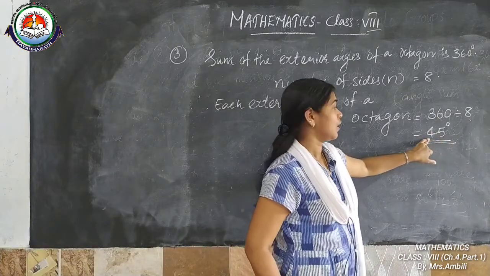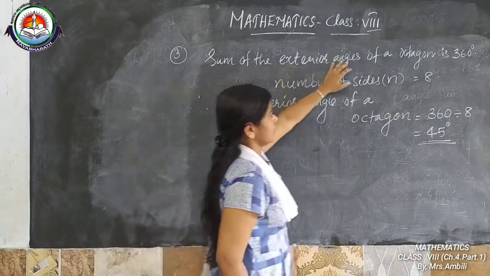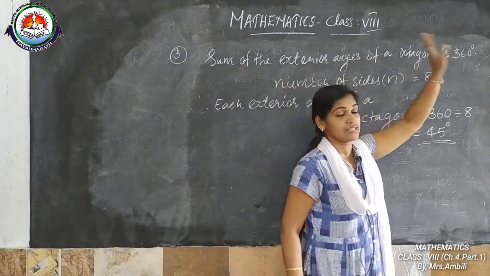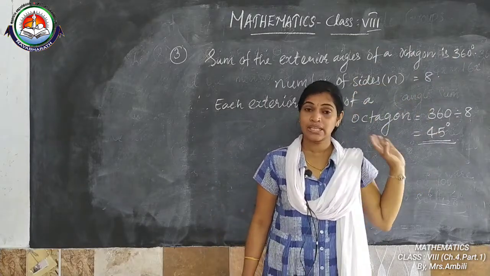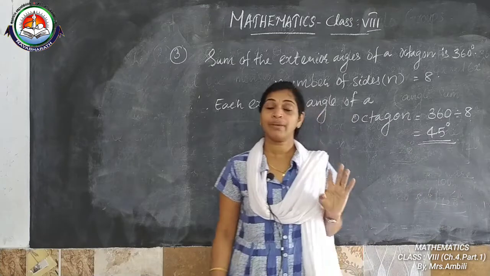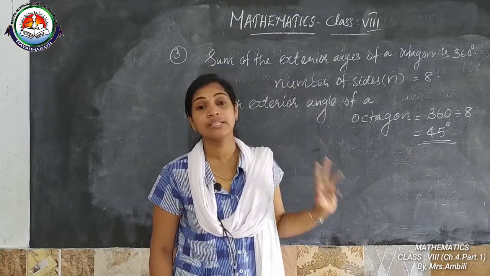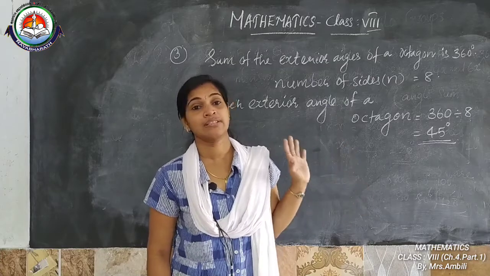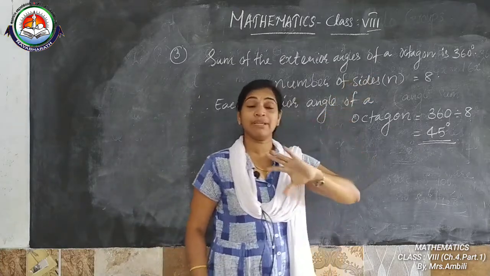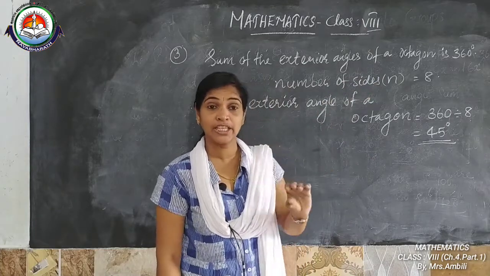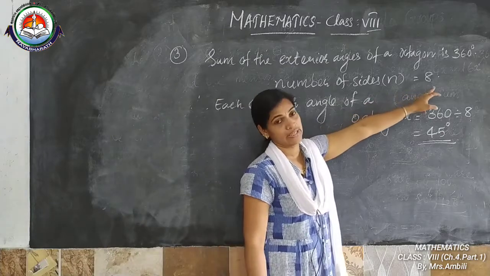Clear? Okay. So listen once more. We know that sum of the exterior angles of an octagon is 360 degree. We told already, we proved this one. That is, sum of exterior angle of a polygon with n sides is 360 degree. For every polygon the sum of the exterior angle is 360 degree. Okay. So that we wrote first. Then octagon means 8 sides are there. 8 sided polygon is known as octagon. So number of sides we got 8.